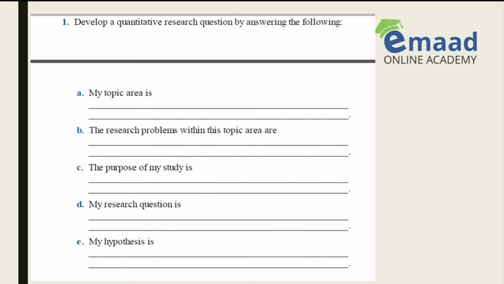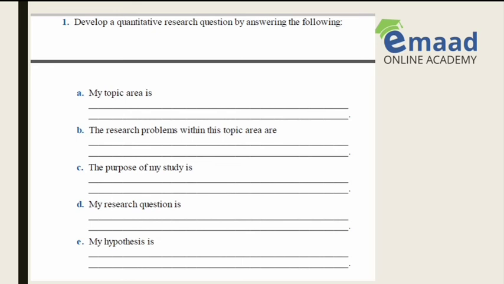Now here is an exercise for you. You have to develop a quantitative research question by answering the following. First, you have to think of an idea in your mind. Then you have to complete: my topic area is. You have to write your topic. Then: research problems within this topic area are. There can be multiple research problems under that topic that you can go through.